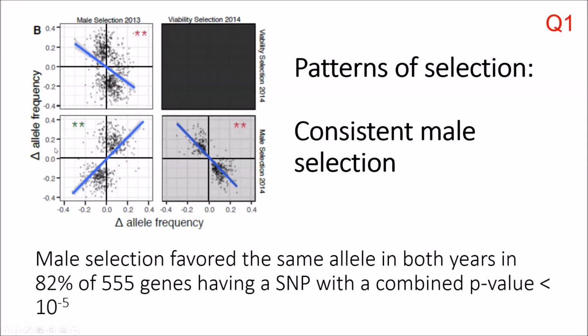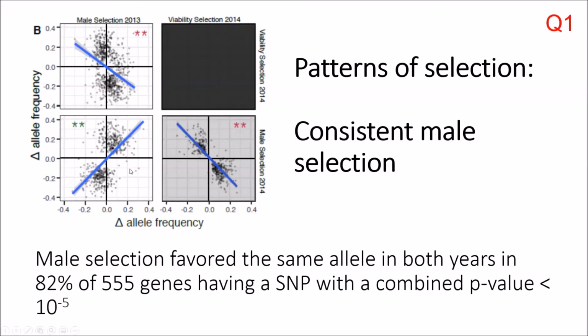If we go to the lower left here, what we're seeing is the relationship between male selection in 2013 and male selection in 2014. And here we see a positive relationship. In other words, the same alleles, and again, this is focusing in on the subset of SNPs which showed evidence across years. If you increased male success in 2013, you tended also to do that in 2014. So there was consistency in the direction of selection for this component between years, although overall the strength of male selection was much weaker in 2014 than in 2013.